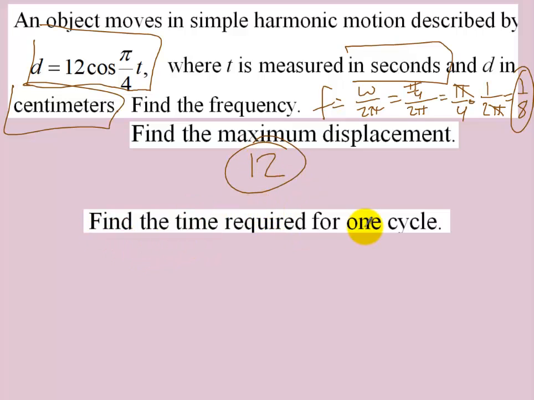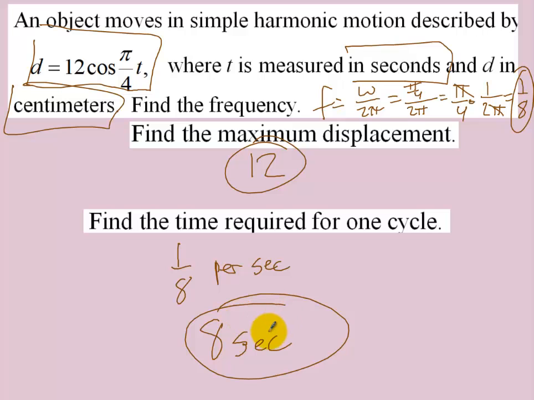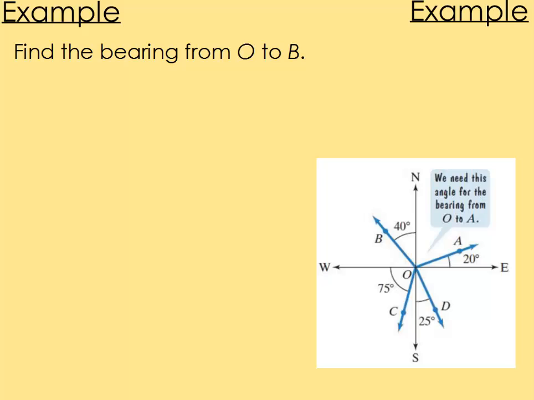Find the time period required for one cycle. So how long does it take for one cycle? If the frequency is 1/8 of a cycle per second, then to do one whole cycle would require 8 seconds, because you do 1/8 of a cycle per second. And that's your answer. All right, pause the video.